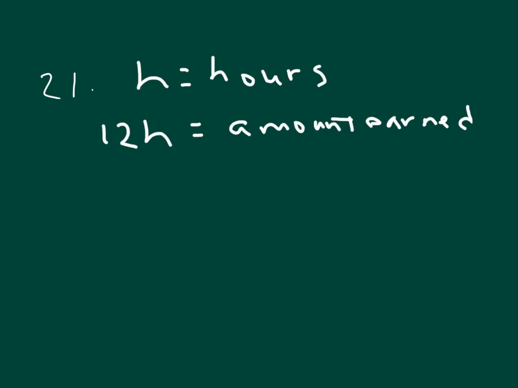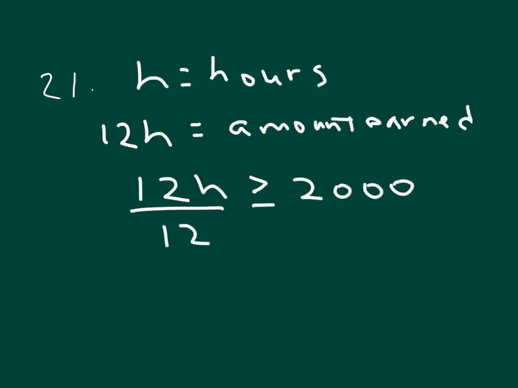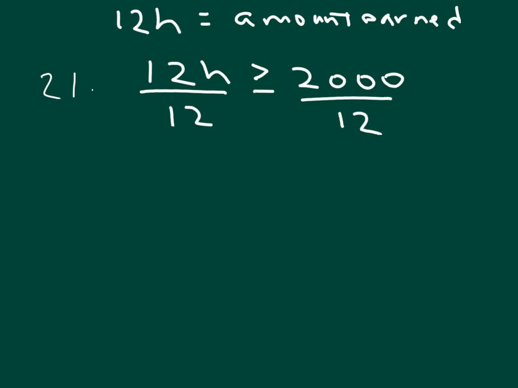And you want it to be at least $2,000. 12H is at least, so it can equal, but it's okay if it's more. So we're going to say greater than or equal to 2,000. So there's our hard part. Now the easy part's divide by 12. And I have a hunch this is not going to come out to be a nice, wonderful whole number. So we have to divide both sides by 12 to find out what H equals.